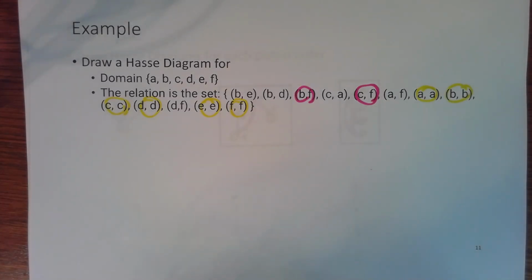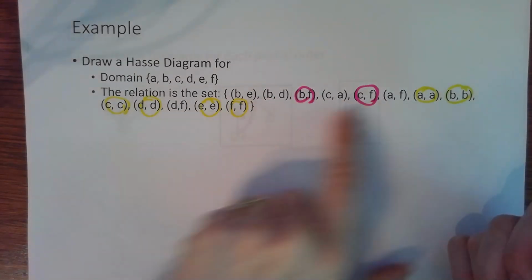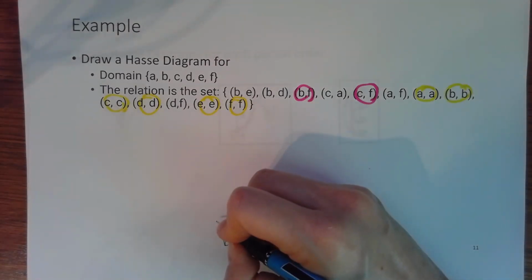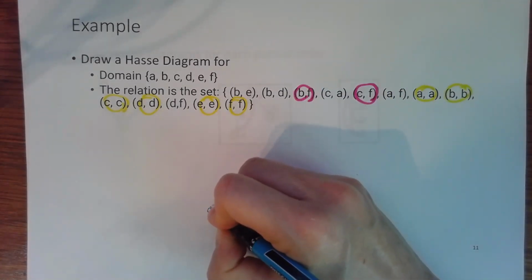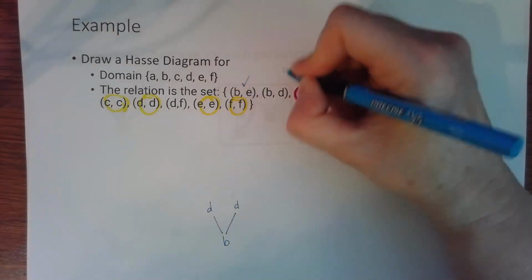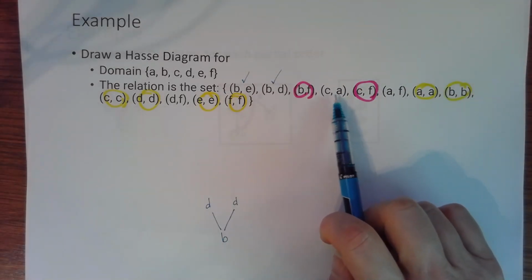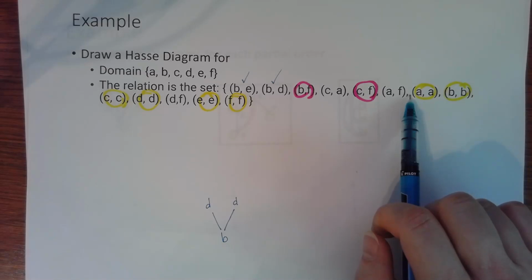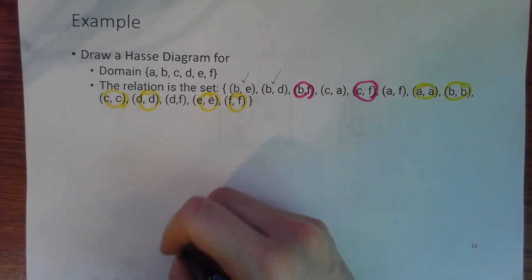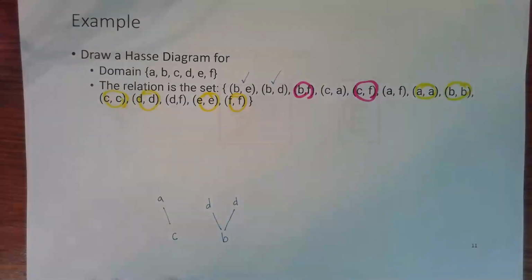Okay, so we've got B going out to E, B going out to D, but nothing comes into B. B is a minimal element, so B goes out to, well, I'll put D first since it's alphabetical, and then to D. So I'm taking care of those. And then we've got things coming out of C. So C goes out to A and C goes out to F.